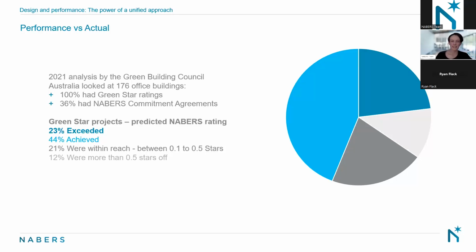And 12% missed the mark by whatever figure that is, but we're looking at a performance gap in that cohort for sure.